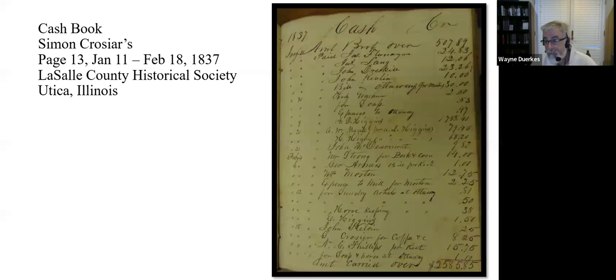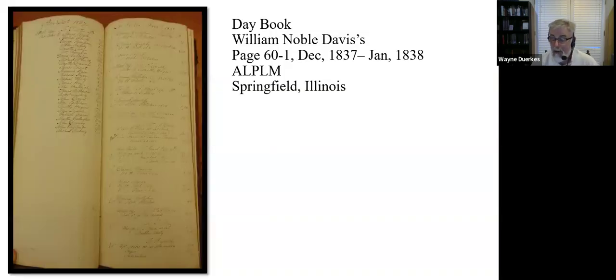Now, other things can happen in day books, and we're looking at William Noble Davis's here. And what's interesting about Mr. Davis is he was a contractor on the I&M Canal, and most contractors also owned a store. And Mr. Davis was absolutely no different here. He has his transactions going on. And if you look at the left side here, those are his canal workers. So if you look at the records, you can find where Davis was working over in Kendall County, Kendall/Grundy County, on his individual section. So you can find the workers that he had paid.